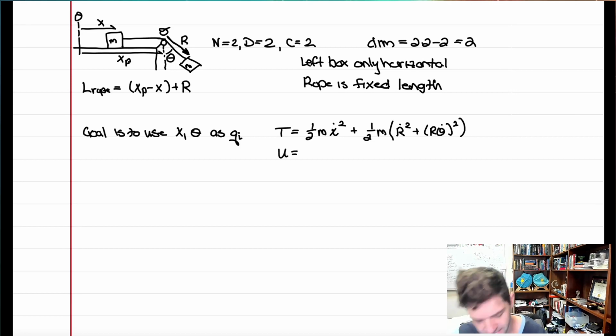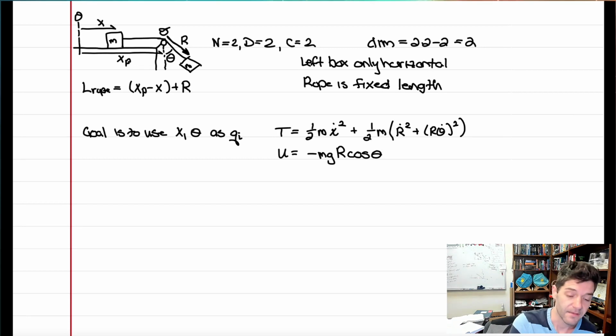For my total potential energy, there are no springs involved, so there's only really gravity. Since the horizontal box is not changing its height at all, there's going to be no change in potential energy there. So if the origin is at the pulley, it looks like this is negative mgy, but y in this case is going to be r cosine theta, how far down below the pulley the box is.